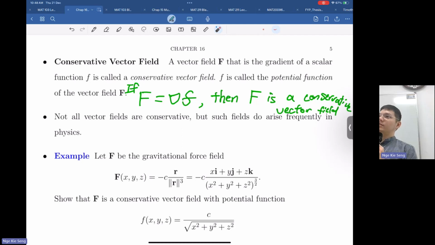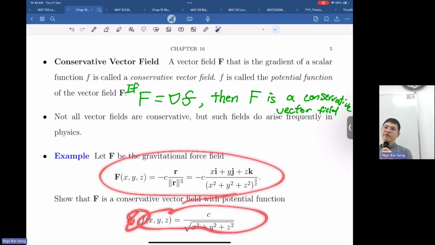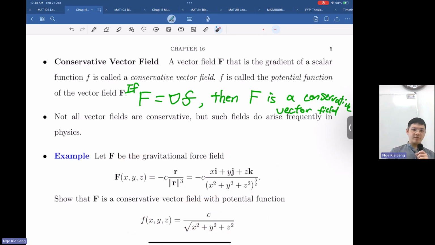Okay, try and compute this. Can you see that we have combined all the constants here to become just a C? We don't care about the constant here for now. We just care about the direction. Try and see if it is true that the gradient of this potential function is the vector field. You try and compute it.